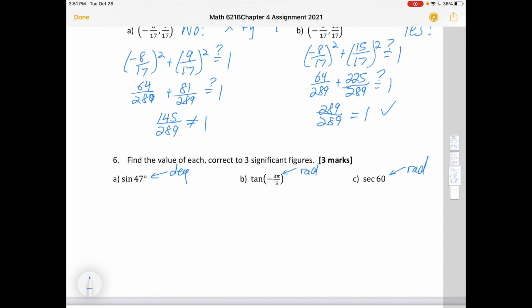The only sneaky one, I think, is this one over here. Secant of 60 means 1 over the cosine of 60, because again, the definition of secant is 1 over the cos of theta. Nothing happens to the angle. This is an angle of 60 radians. So I'm going to head over to the calculator and just plug these values in and see what happens.